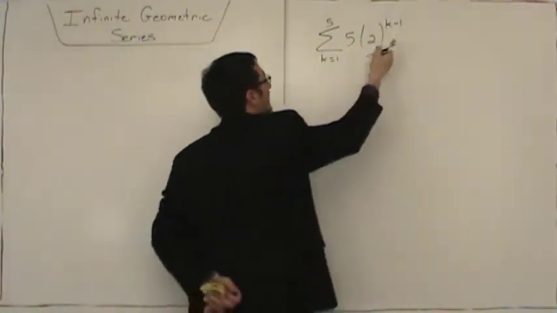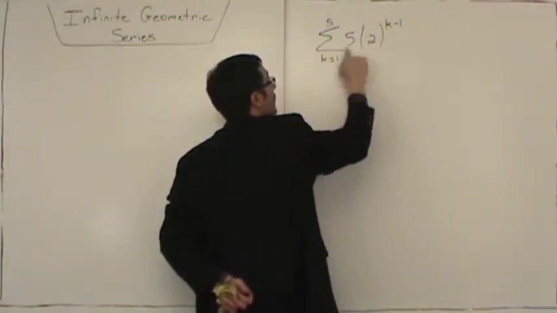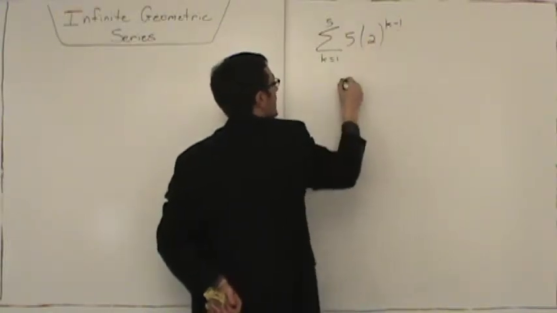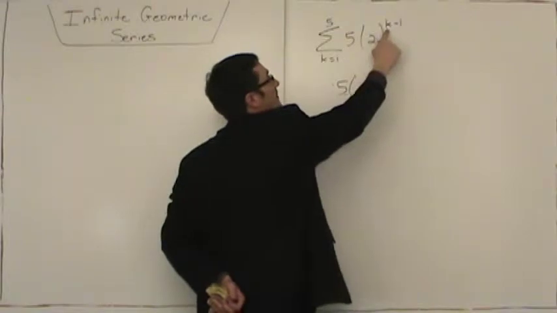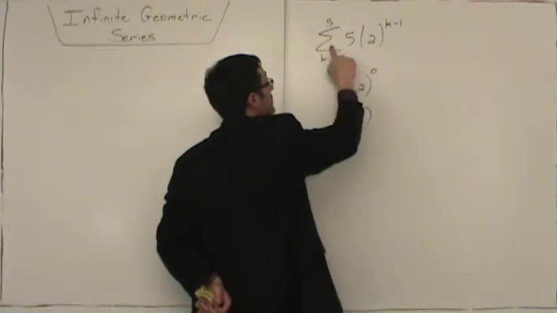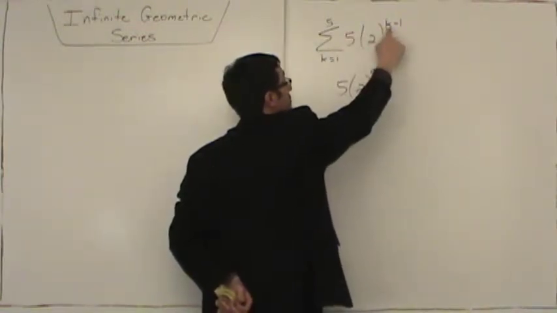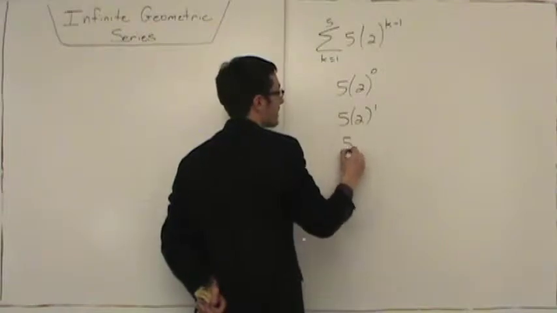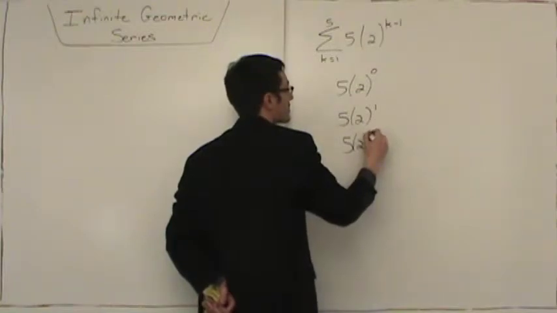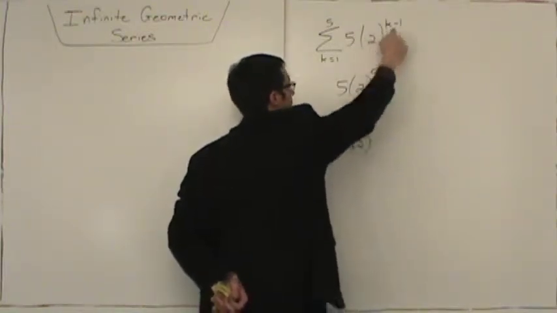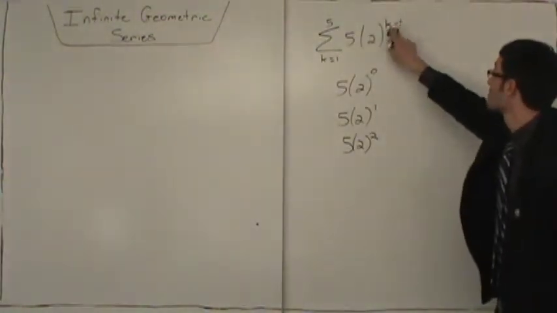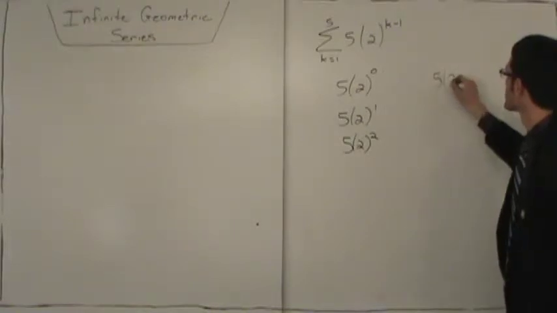Let's first start by calculating our values. We're going to put in 1 for k, 2 for k, 3 for k, 4 for k, and 5 for k. We start with 1: 5 times 2, and if we put in 1 for k, 1 minus 1 is 0, so we get 0. Then 5 times 2, putting in 2 for k, 2 minus 1 is 1. Then 3 for k: 3 minus 1 is 2, so we get 5 times 2 to the second power. Putting in 4 for k gives 4 minus 1, which is the third power, 5 times 2 to the third.